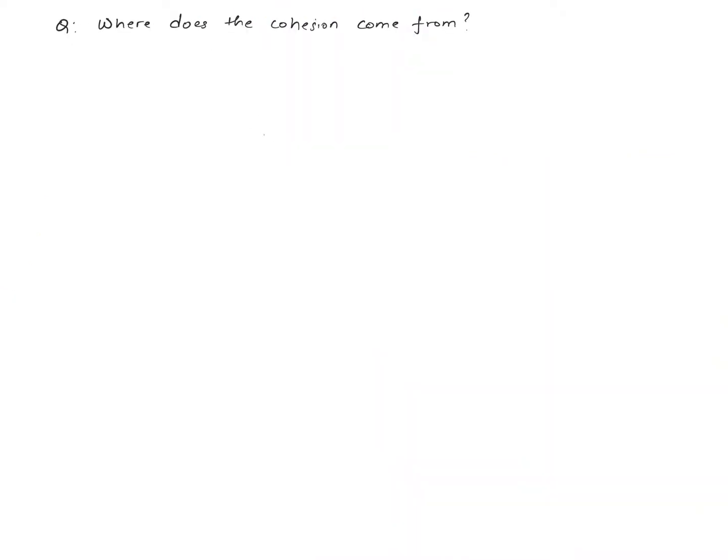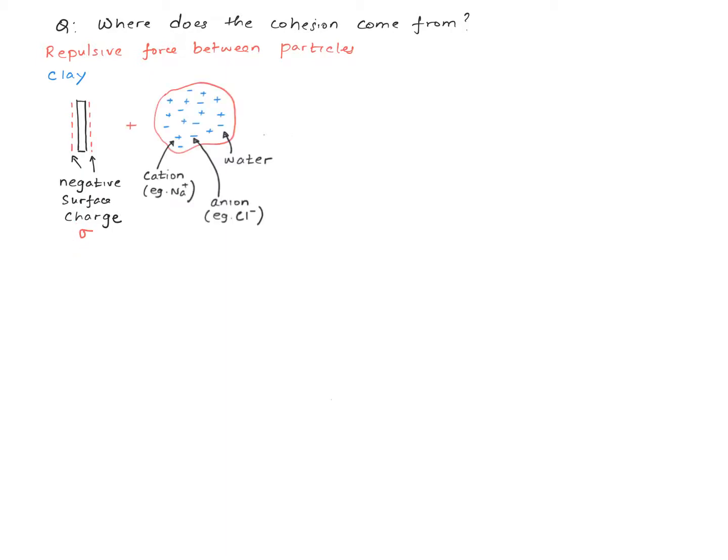So let's address the question of where the cohesion comes from in clays. This is an area where my students and I did some research over the years. It turns out a clay particle is negatively charged on its surfaces. Let's say the surface charge density is sigma. I'm going to take this particle and put it in water. We know water usually contains some kind of salt. Let's just say we have sodium chloride in this water, and of course, sodium chloride ionizes into sodium ions and chloride ions.